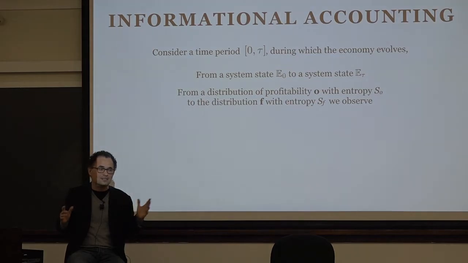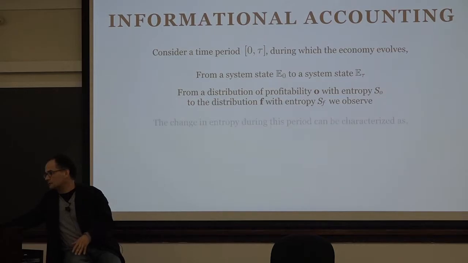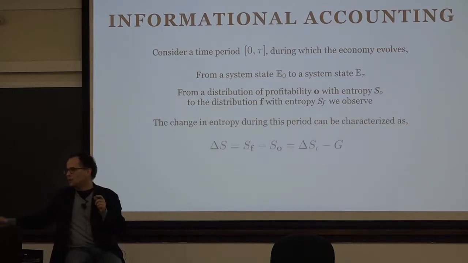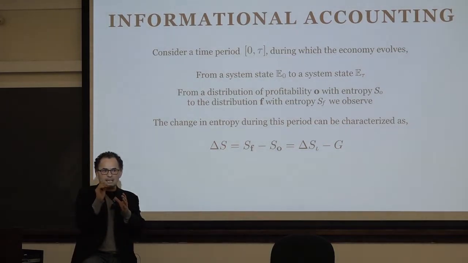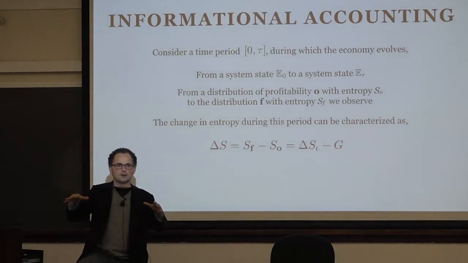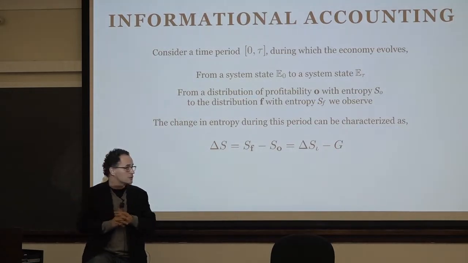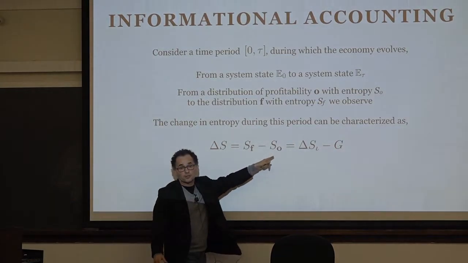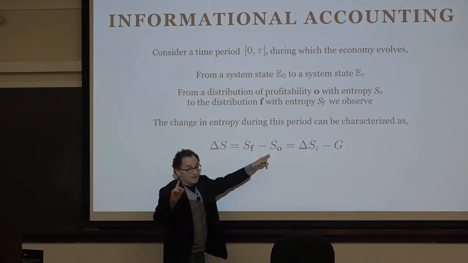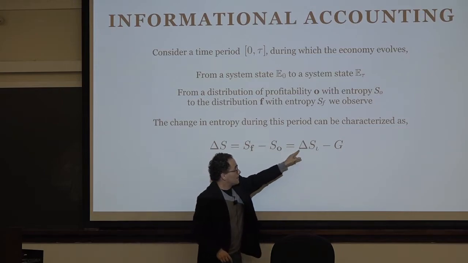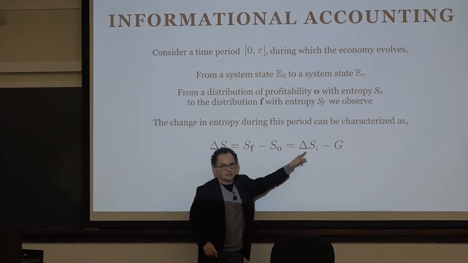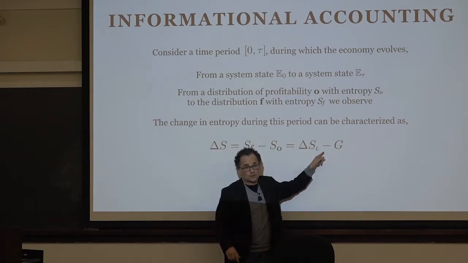Again, we're not saying anything radical here. All we're doing right now is not even accounting. We're just calling stuff names. Now we're going to do some accounting. Over this period, we can understand the change in the entropy in this distribution that gives us a partial description of the total state of the economy. The change in that entropy can be understood, obviously, as the final entropy minus the original one. Right? Now, here's where things start to get interesting. That change can be understood as entropy created, gross, and entropy reductions, gross, or informational gains.